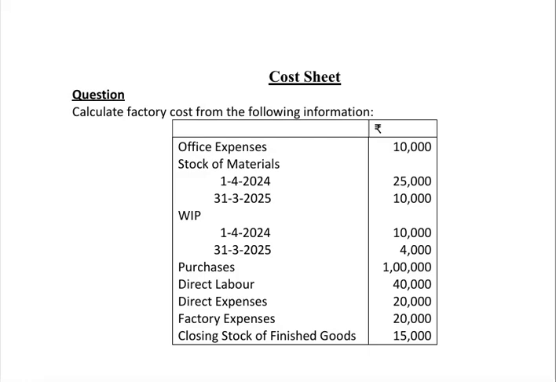In this video, we will do one practical question on the cost sheet topic. In the previous video, we did a simple question in which the stocks were not covered. Opening stock and closing stock were not covered, but this question covers the opening stock and closing stock of raw material, WIP and finished goods stocks.